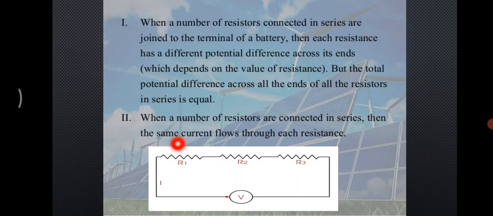When a number of resistors are connected in series and joined to the terminals of the battery, each resistance has a different voltage. As I have already told you, the potential difference across each resistance will be different, but the total potential difference across all of them in series will be equal to the supplied voltage. If you add V1 plus V2 plus V3, it will again be the same as what you have supplied. When a number of resistors are connected in series, the same current flows through each resistor. So the current is not going to divide here; the same current will pass through R1, R2 and R3.